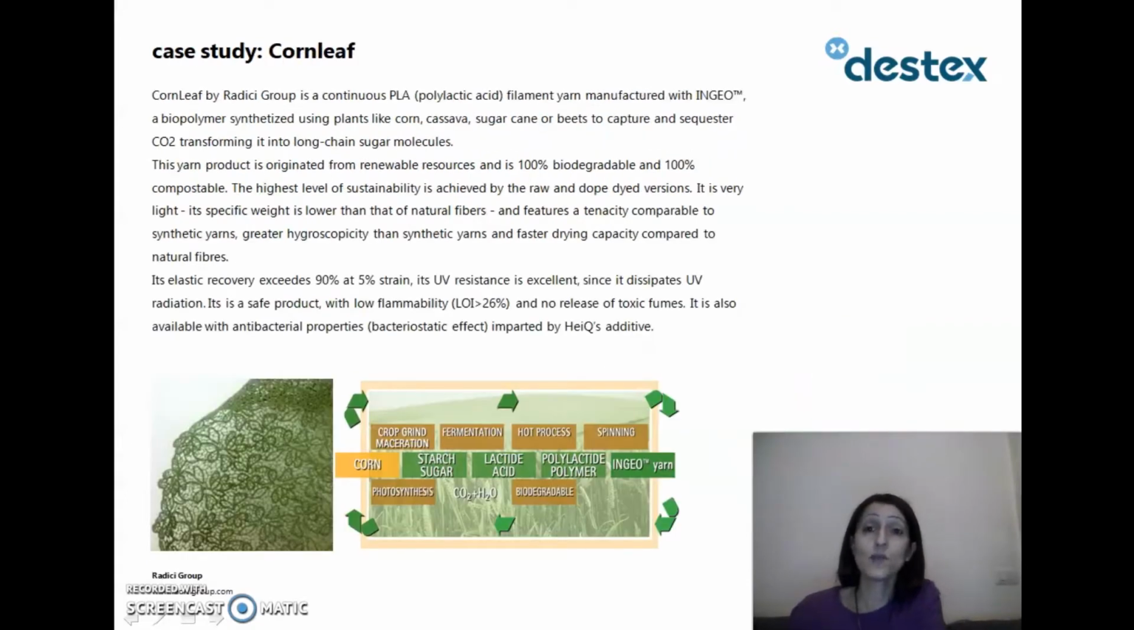Next is a continuous PLA filament yarn manufactured with a biopolymer synthesized using plants like corn, cassava, sugarcane or beets to capture and sequester CO2, transforming it into long-chain sugar molecules. This yarn product is originated from renewable resources and is 100% biodegradable and 100% compostable.